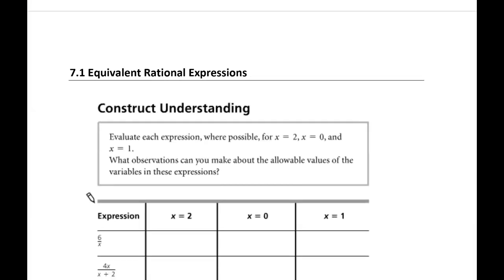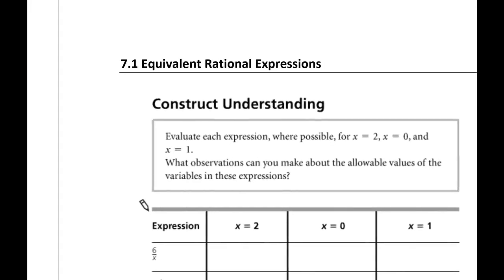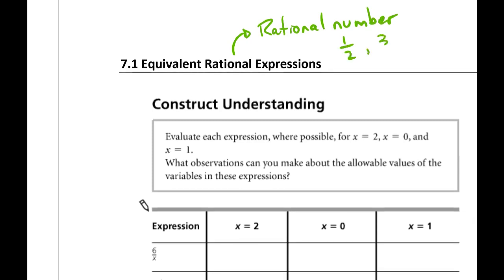So, good morning. We're going to start a unit on rational expressions. Just a review for you, if you remember what a rational number is. A rational number is any number that can be written as a fraction. So, for example, a half would be a rational number. 3 would be a rational number because you can write that as a fraction. Decimal 5 would be a rational number because you could write that as a fraction.